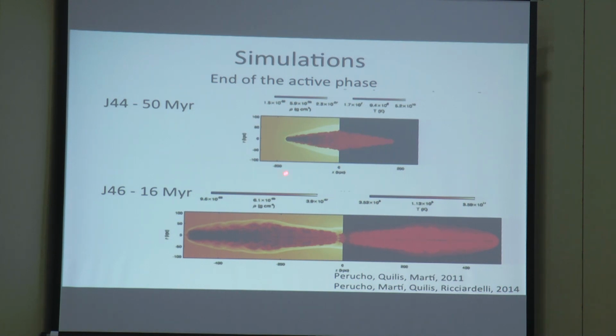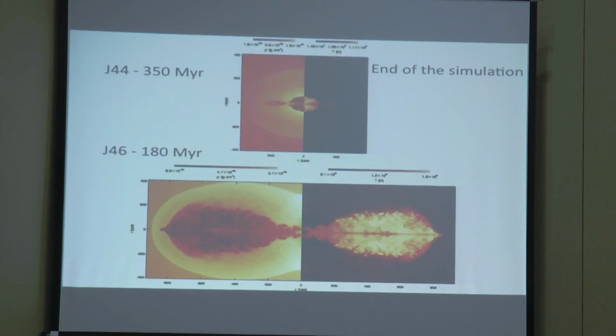So this is the low power jet after 50 million years. Here you have, this is 200 kiloparsecs, and this is a high power jet up to 500 kiloparsecs. See, the morphology is completely different. The deposition of energy occurs on different time scales and spatial scales. And once you switch off, this is what they produce.